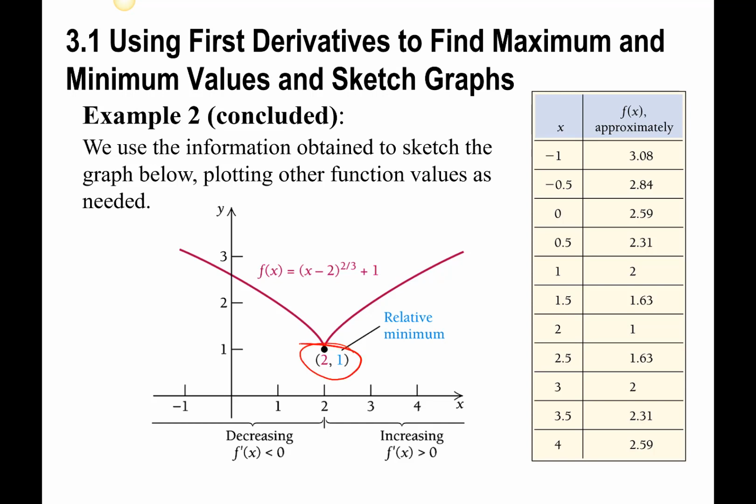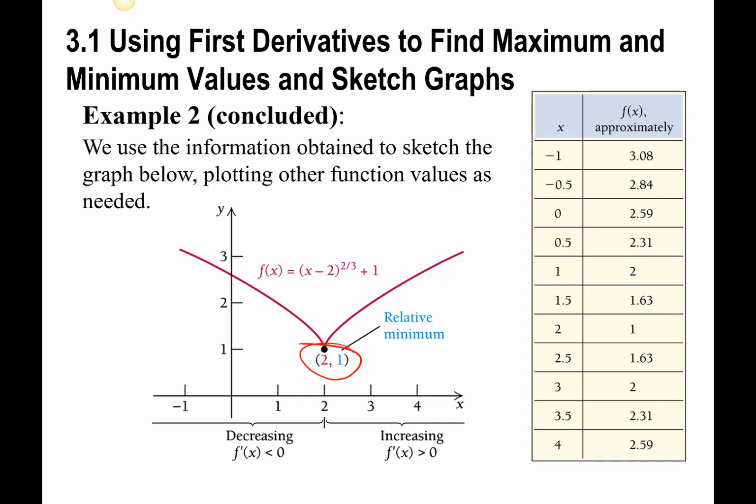And notice that this graph is not shaped like an absolute value would be. To the left, that's not a straight line, is it? It curves. To the right, it curves as well. Why is that a relative instead of an absolute? It's actually both.